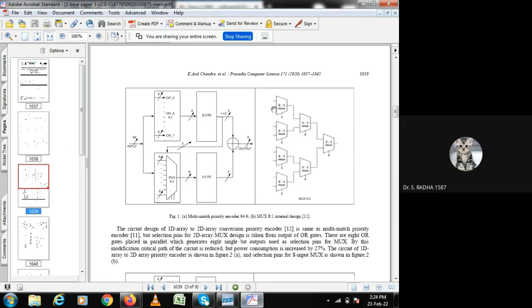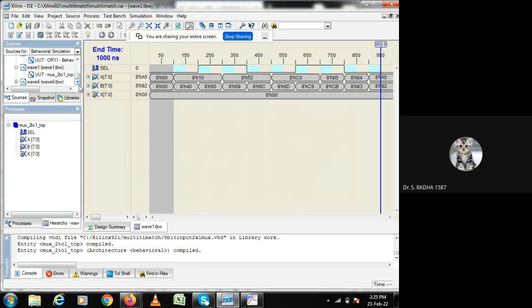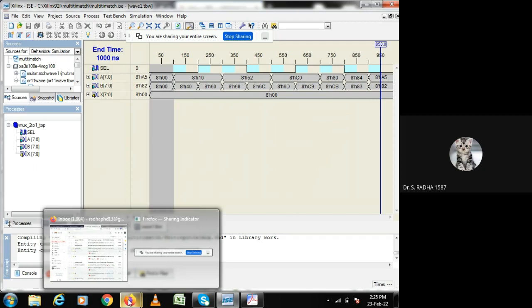What I have shown you is only one 2 by 1 multiplexer output. Now this entire structural model is present inside the 8 by 1 multiplexer. The 8 by 1 will have 64 bits input, 3 bits selection line, and a simple 8 bits output. So the internal design is like this. When I designed the 8 by 1, I executed it and got the waveform, though I deleted it here.